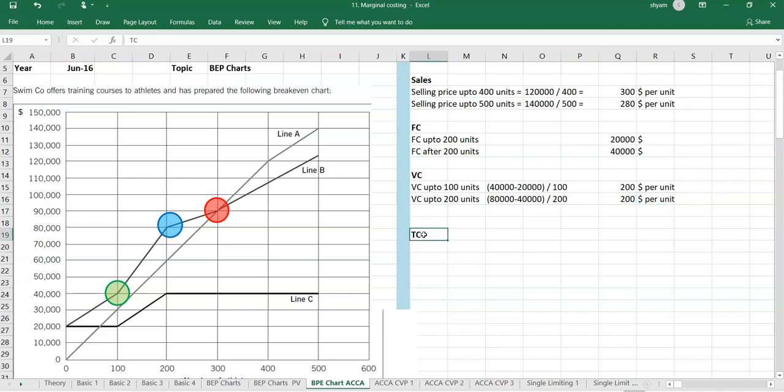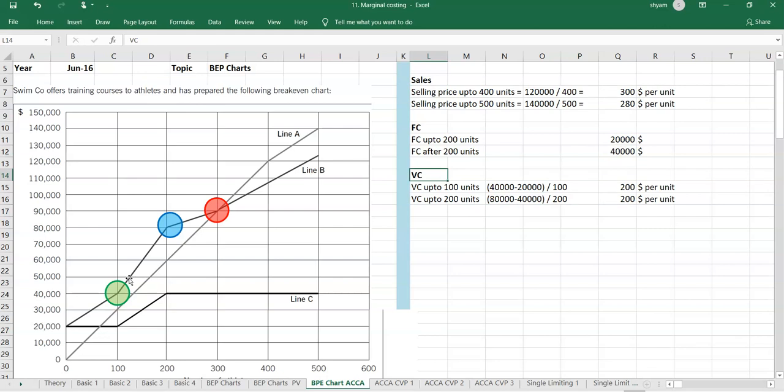We don't need to work out total cost, that's unnecessary, because the line is smooth, and I don't think it's changing much. So this is how it is changing. Each line changes in a different manner. Sales line is constant up to 400 units. Thereafter it is falling. That is, the company is giving a discount here, a discount of 20. And fixed cost line is fixed up to 200. After that it jumps, so it is 40,000.